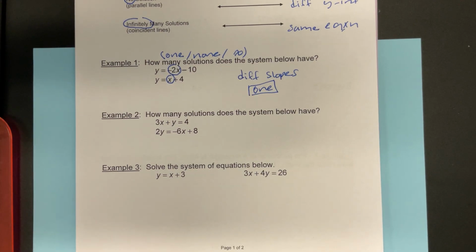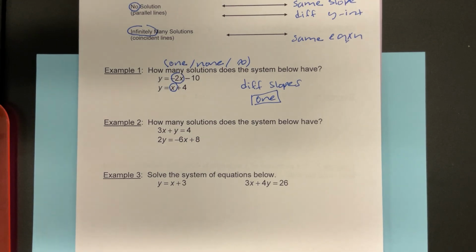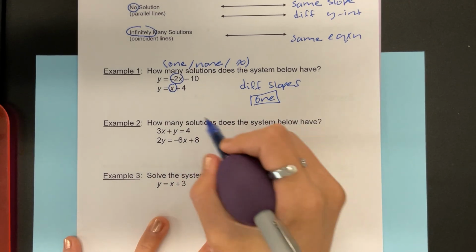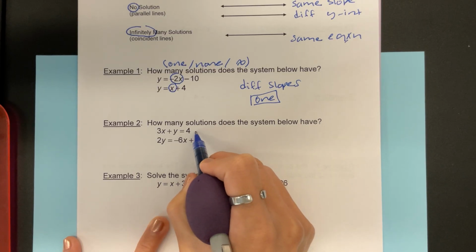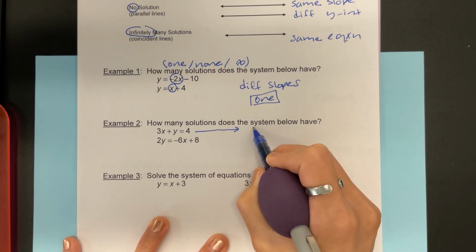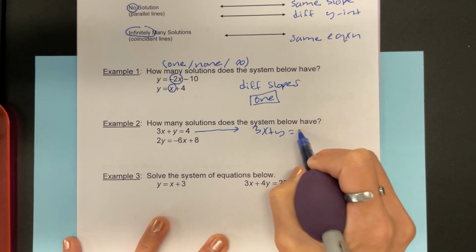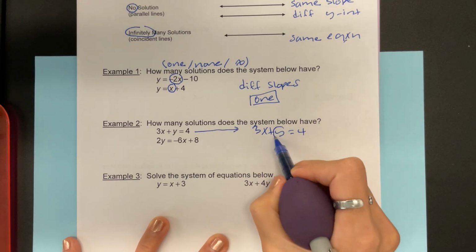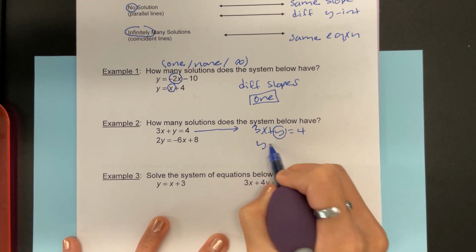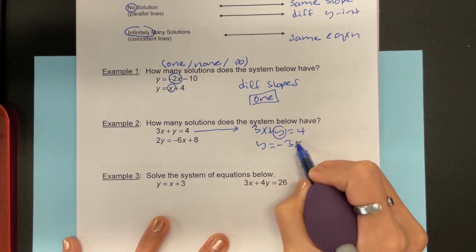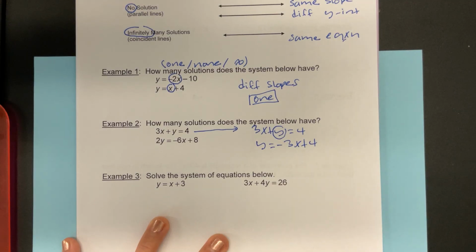The next one says, how many solutions does the system below have? So again, is it the same idea? One, none, or infinite? Yes? Okay. So then we would have to solve for y on this one. What I want to do on this one is, let's go ahead and rewrite this off to the side. So we have 3x plus y is equal to 4. To make y by itself, what am I doing on both sides? Subtracting. So we have y is equal to negative 3x plus 4. Good on that so far?